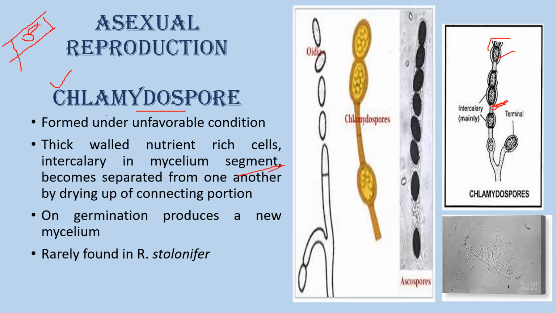Though in Rhizopus stolonifer, which is the type specimen for Rhizopus, this type of chlamydospore is absent or rarely found, chlamydospores are found in other Rhizopus species also. So these are basically the chlamydospores. They are formed under drought conditions, and they can perennate for many years until the return of favorable conditions. On return of favorable conditions, they germinate to produce a normal fungal mycelium.